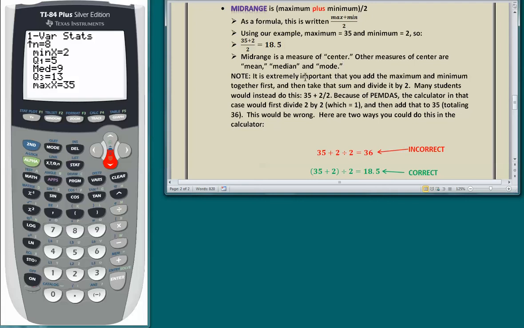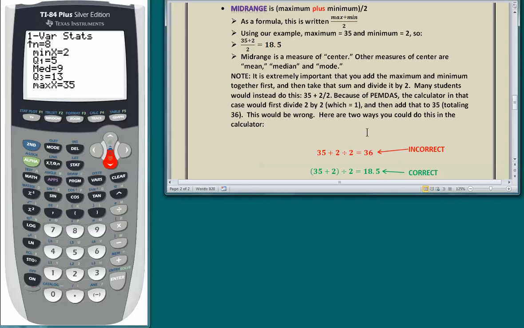Note, it is extremely important that you add the maximum and minimum together first, and then take that sum and divide it by 2. Many students would instead do this. They would just put it in their calculator like this, 35 plus 2 divided by 2. Because of PEMDAS, the calculator in that case would first divide 2 by 2, and that's 1, and then add that to 35, which would total 36. This would be wrong.